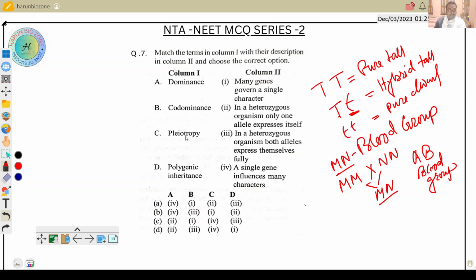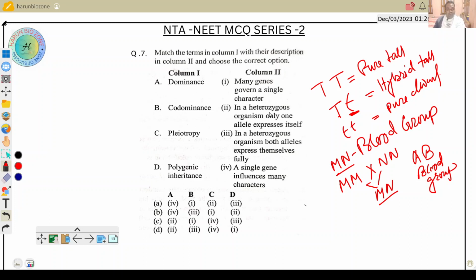Pleiotropy means a single gene influences many characters, like phenylketonuria. Here a single gene mutation of the phenylalanine hydroxylase enzyme causes several types of problems: it increases the blood phenylalanine level, it does not produce melanin so skin pigmentation decreases, and the brain development is hampered and does not develop properly. Polygenic inheritance means many different genes govern a single character, like human height, human skin color, etc.